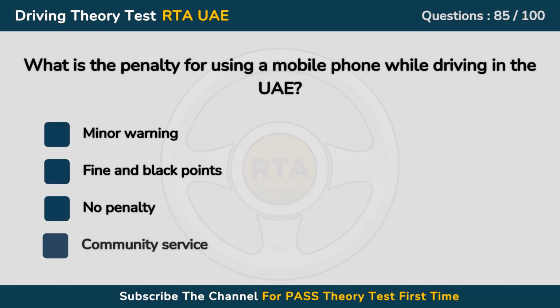Question 85. What is the penalty for using a mobile phone while driving? A. Minor warning, B. Fine and black points, C. No penalty, D. Community service?